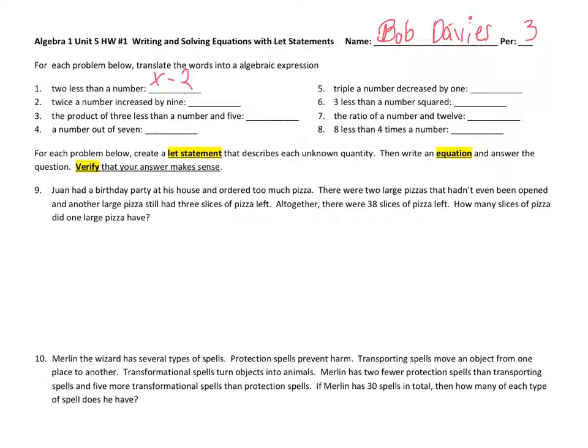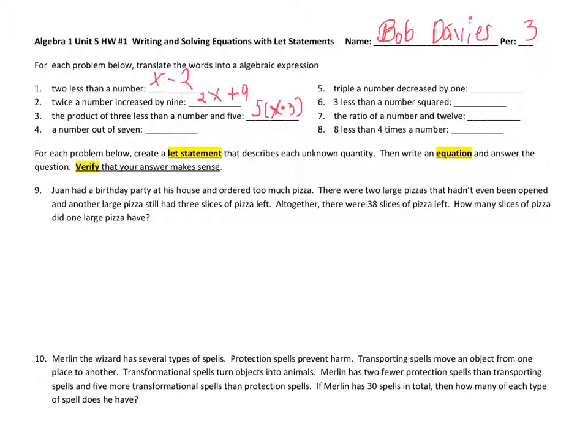Twice a number increased by 9? Well, 2x plus 9. The rest are fairly similar. Number 3 is kind of tricky, though. So the product of 3 less a number and 5. So it is x minus 3, 3 less a number, times 5. Use a little distributive property there.